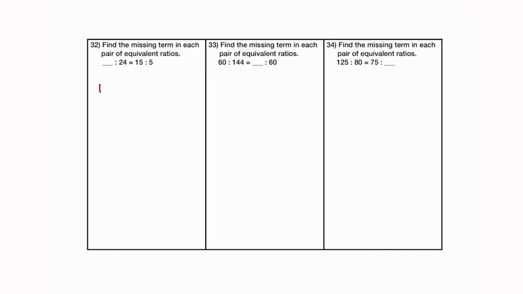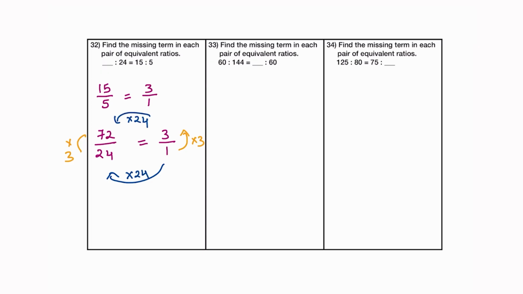Either of the ways. We have 15 over 5. So that is basically 3 over 1. Now something over 24 equals 3 over 1. So the same thing, you can do this process. This is times 3, right? So again, times 3. So that's going to be 72. Or you could do the process that we have been doing, like this is times 24. Same thing here, times 24. You would get the same answer.